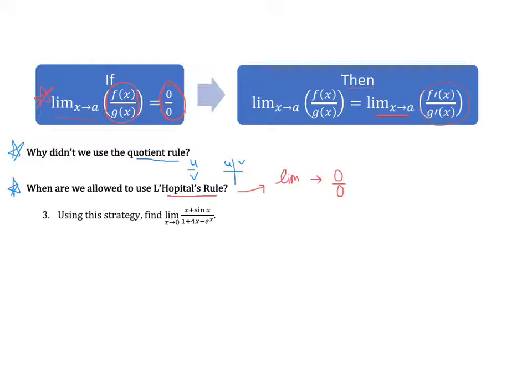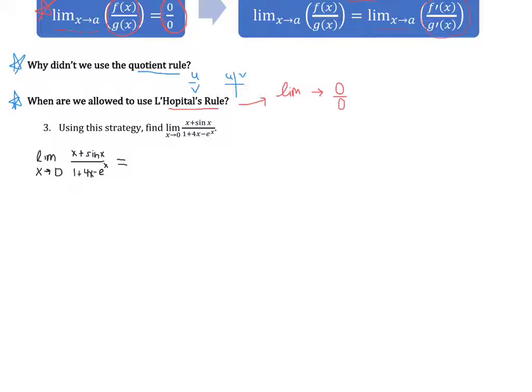So now we're going to see if we can use the same strategy to find the limit of this new function. Before we even use L'Hopital's rule, what we have to do is see if we get 0 over 0 first. So I'm going to take a moment to actually write this out. We have to take the limit as this function approaches 0. So now we're just going to plug in 0.